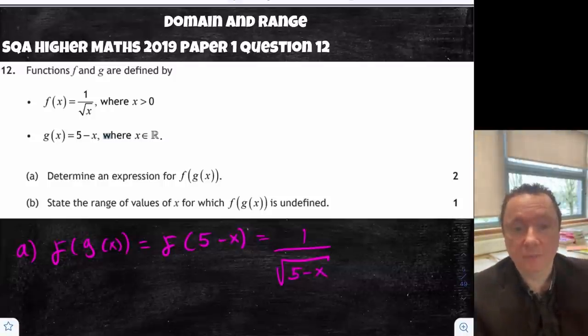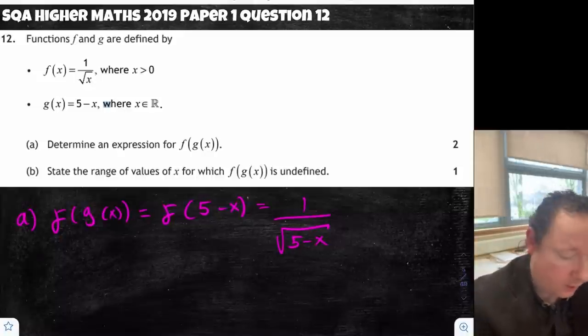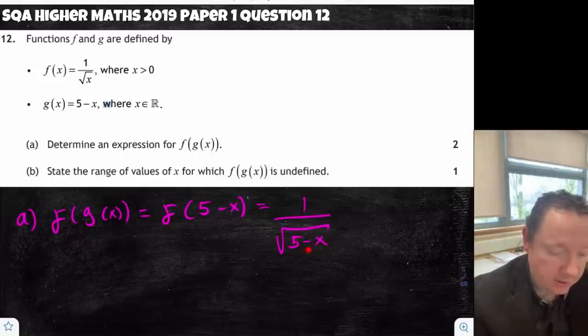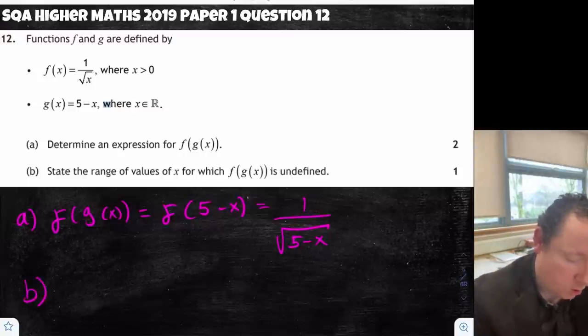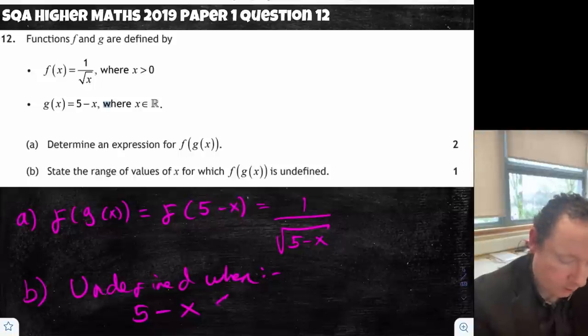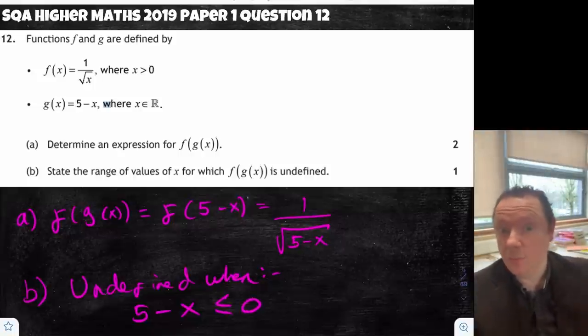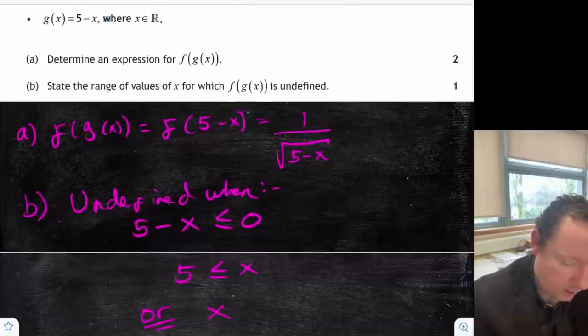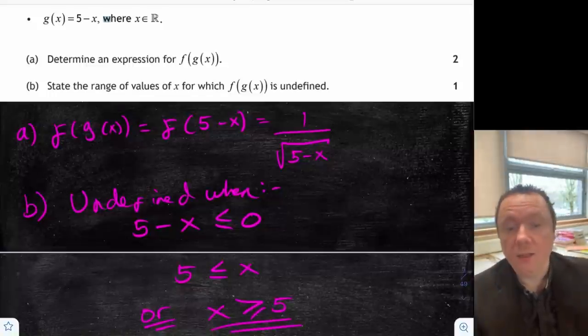And we're done there. Part B, state the range of values for which f of g of x is undefined. Well, it's undefined when either this is 0, because you can't divide by 0, or when 5 minus x is less than 0, because you can't square root a negative number to get a real value. So we can just write that it's defined when 5 minus x is bigger than 0, otherwise it's undefined. So we can then solve that for x, taking the x over to the other side: 5 is less than or equal to x, or to write that in a nicer way, x is greater than or equal to 5. And make sure you've written undefined when, okay?